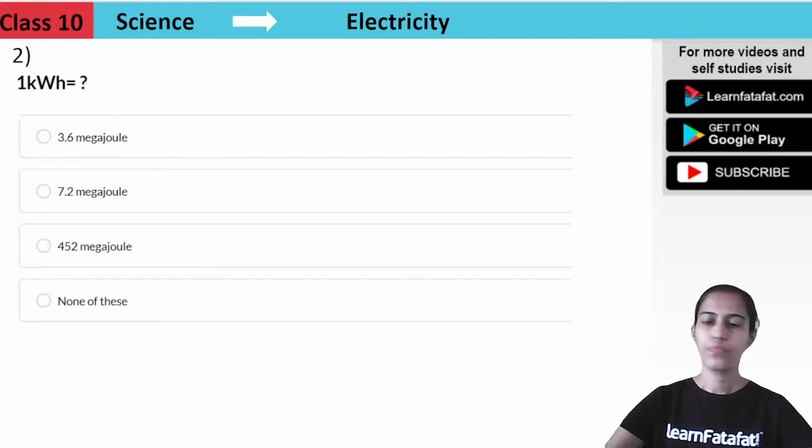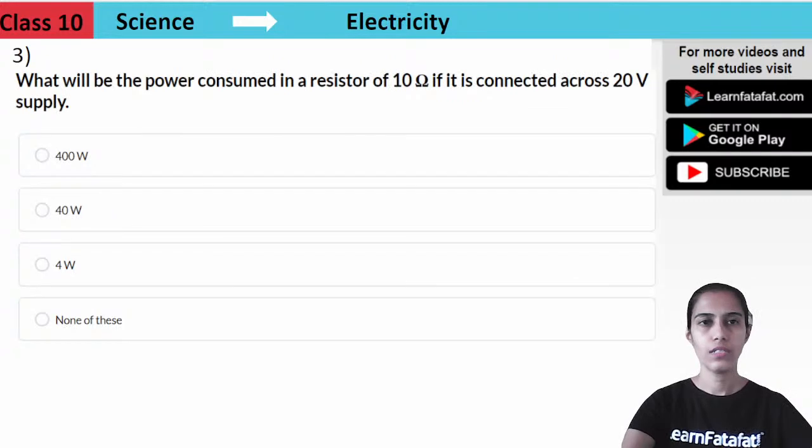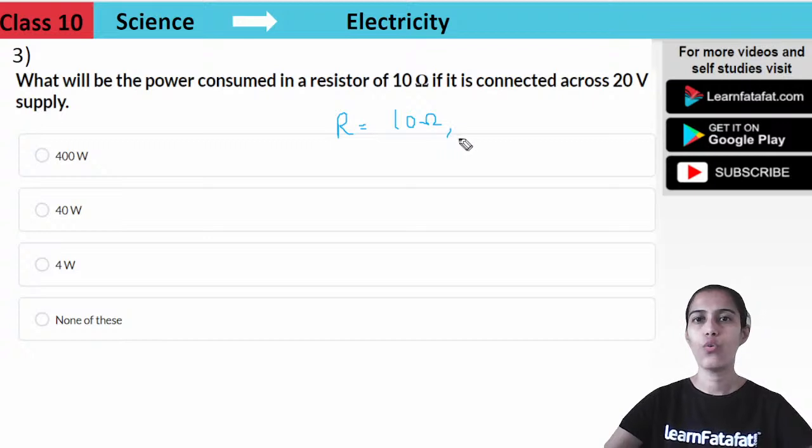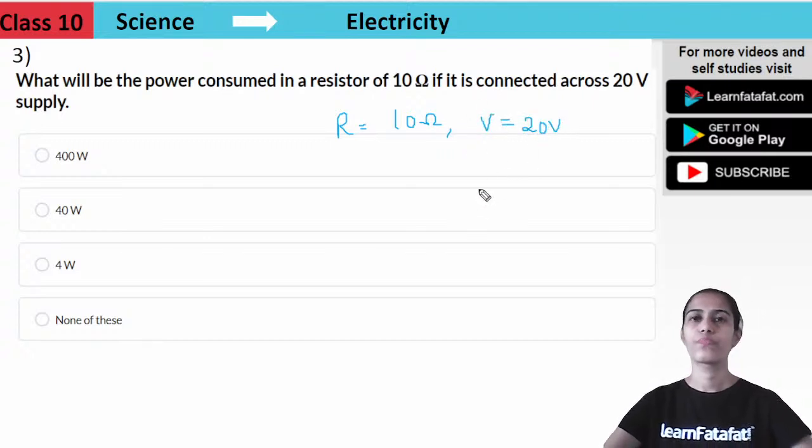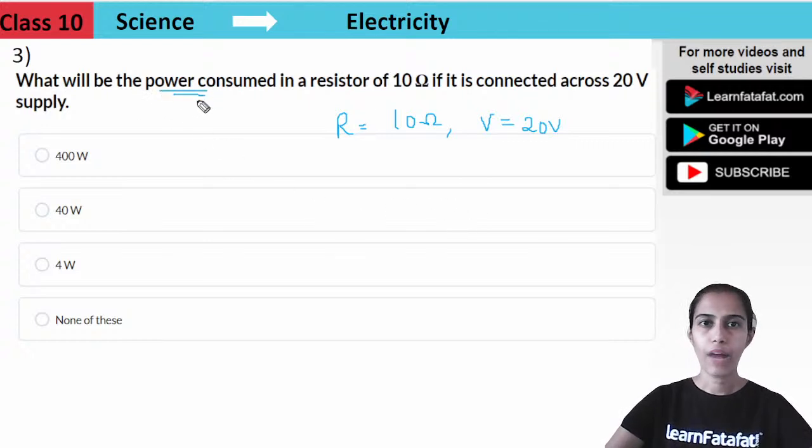And one more. We will see the last question for today. Chalo, this is the last question for this session. And again एक छोटा सा numerical है. Resistor दिया है, resistance 10 ohm. And the power supply voltage is given 20 volt. And we have to find the power consumed in the resistor.